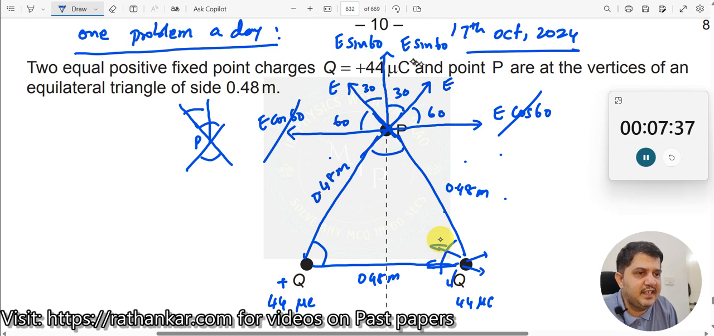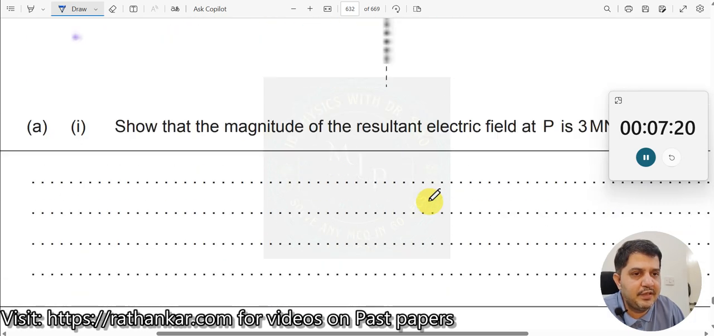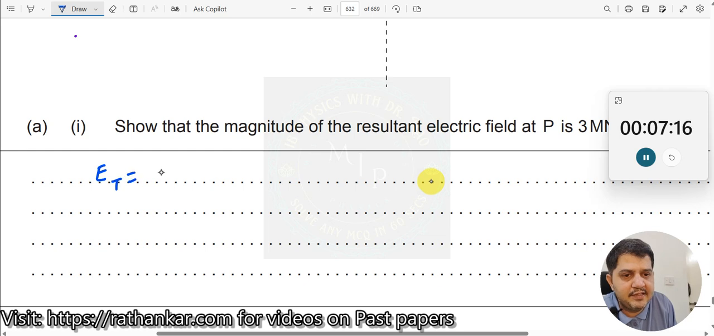Here what is happening? E sin 60, E sin 60. Total electric field is the sum of E sin 60 plus E sin 60, right? So, E total is equal to 2 times E sin 60, right? 2 times E sin 60, which is the total over here. Now let me come down here to show the magnitude of the electric field. Now I will write down E total is equal to 2 times E sin 60.